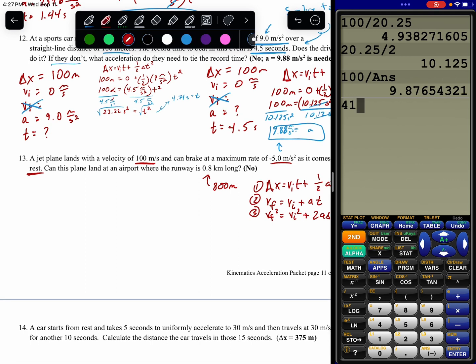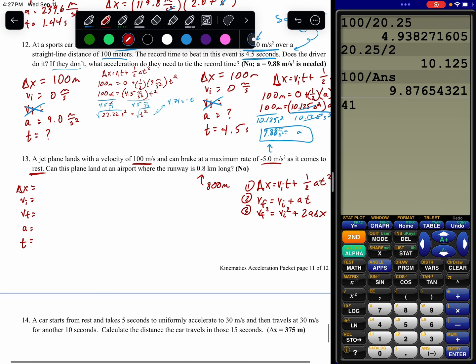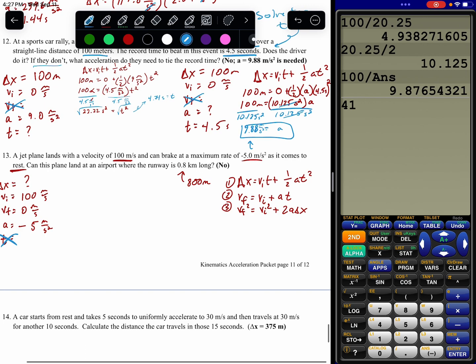First step, let's list out our variables. Delta x, v initial, v final, a, t. What do we know about the jet plane? Jet plane lands with a velocity of 100 meters per second, has a final velocity of 0 meters per second because it is coming to a stop, and it experiences an acceleration of negative 5 meters per second squared. We're looking for delta x. We want to compare that to the 800 meters. We do not care about time, so we're looking for an equation without time.